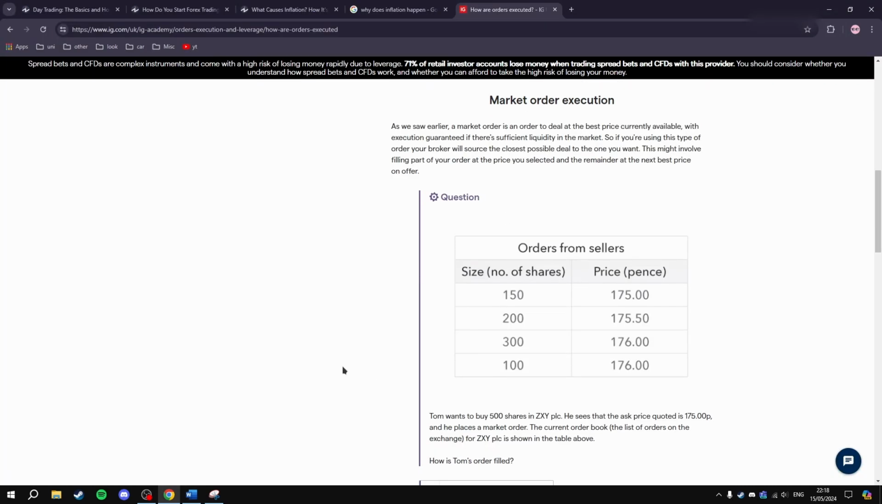Market order execution. As we saw earlier, a market order is an order to deal at the best price currently available, with execution guaranteed if there's sufficient liquidity in the market. So if you're using this type of order, your broker will source the closest possible deal to the one you want. This might involve filling part of your order at the price you selected and the remainder at the next best price on offer.